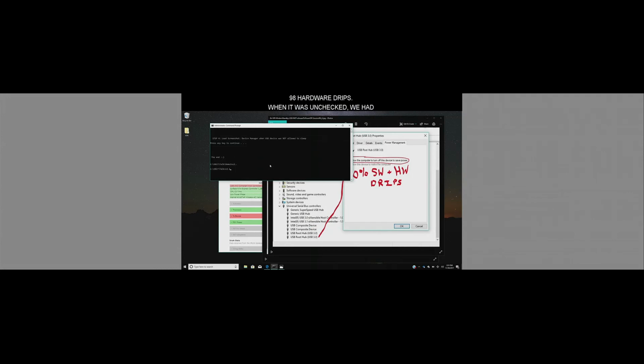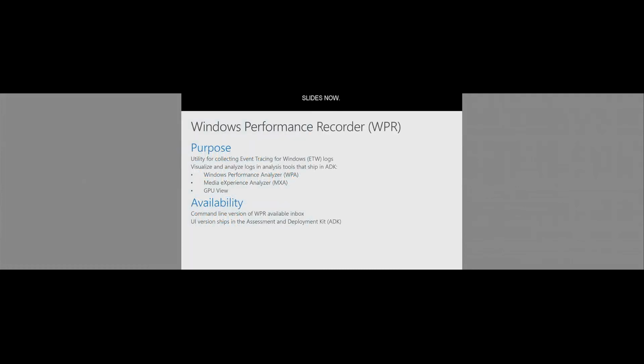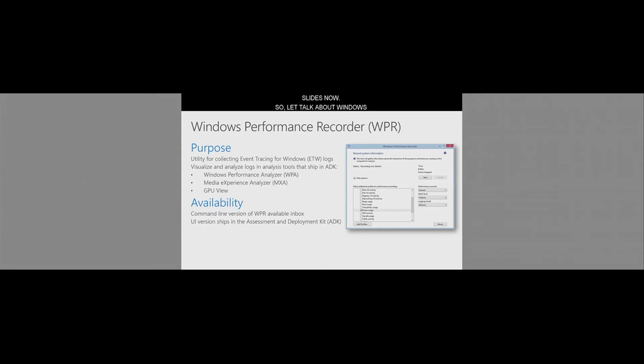All right, so I'm going to switch back to the slides now. So let's talk about Windows Performance Recorder, WPR. The energy efficiency workloads are very helpful when you want to capture an ETW log during an automated scenario, but sometimes you want a manually collected log because you notice a problem during a scenario or workload where you don't have an automated test to use. So this is where WPR comes in handy. You can use this tool to generate a log. There's a command line version that's available in box in Windows, and there's also a UI version that ships with the ADK.